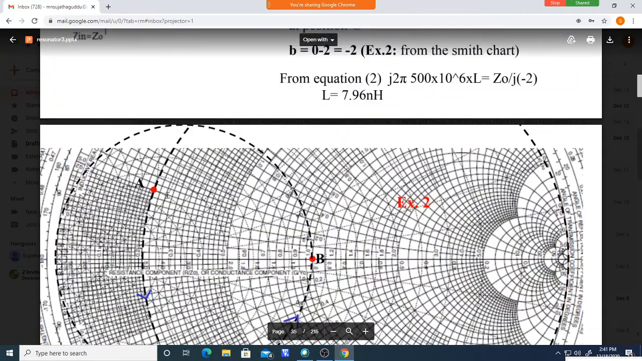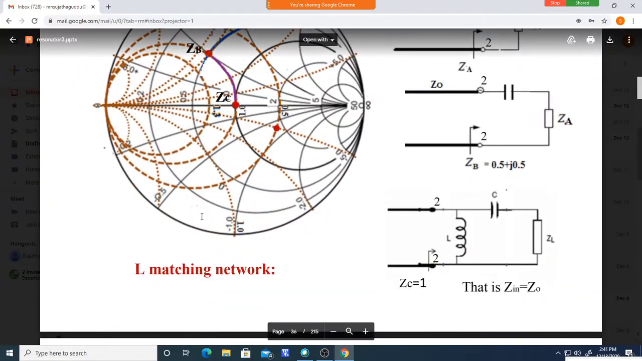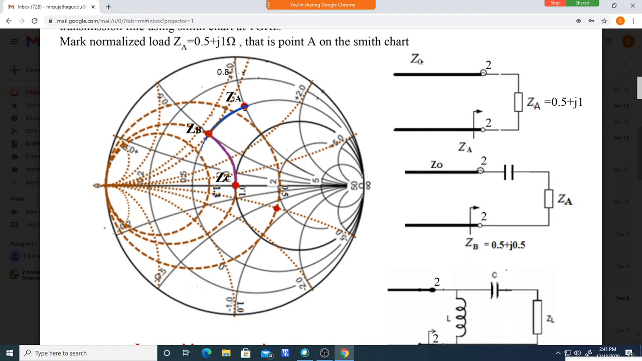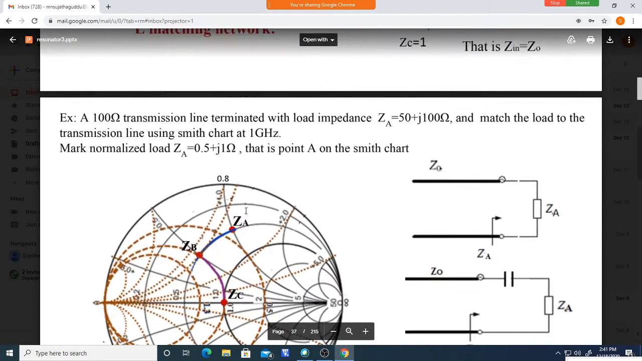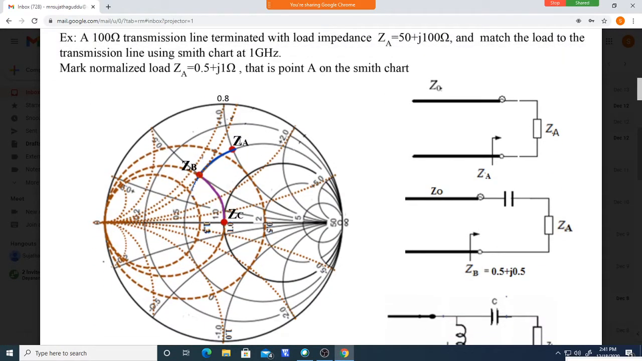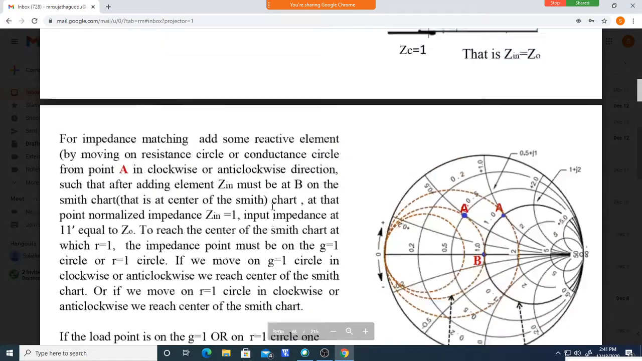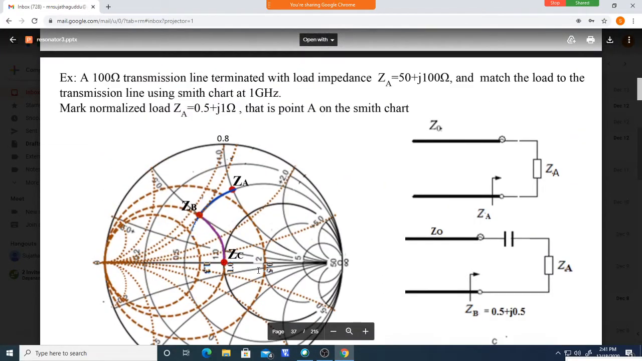So this point, the load, may be anywhere on the Smith chart. See, that load may be here also, anywhere over the Smith chart. Just you should see how to move. For example, you can move like this and like this. From here you move like this, then you move like this. That also gives one solution. Just you should see how to move over a Smith chart to reach the center of the Smith chart.